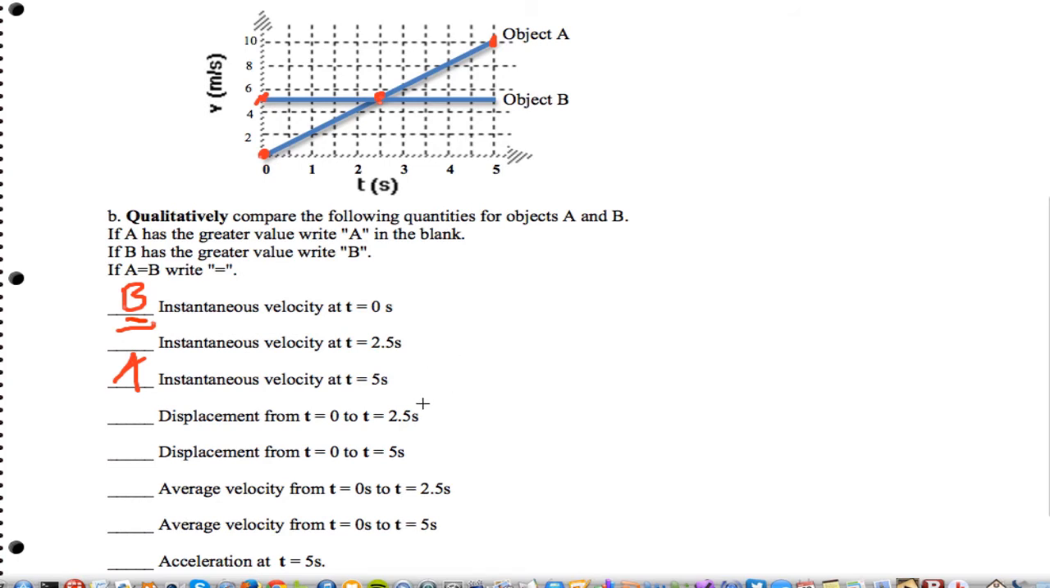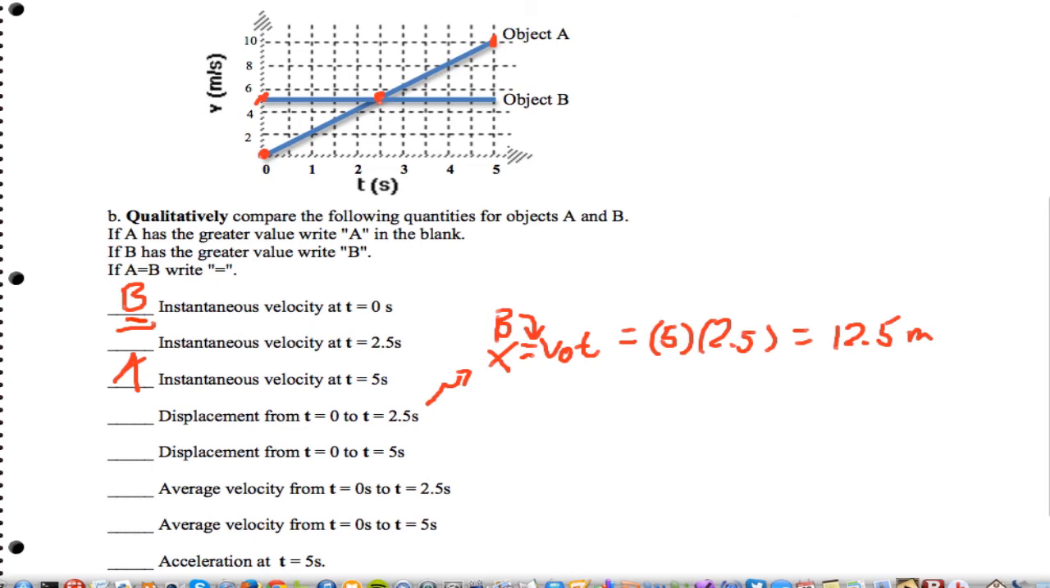Now let's get the displacement at 2.5 seconds for each of the objects. So for object B, this is actually a little easier. That's x equals v naught t, because it obeys the buggy lab equation because it's moving at constant velocity. So that's going to be 5 meters per second times this time here, which is 2.5 seconds. And that's going to end up giving me 12.5 meters. This is for object B right here.